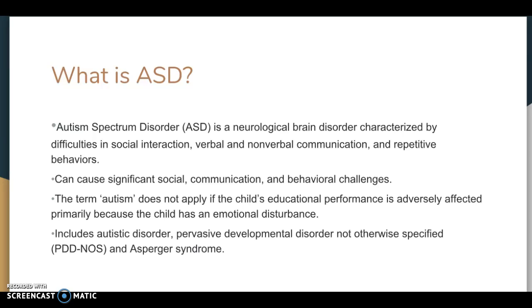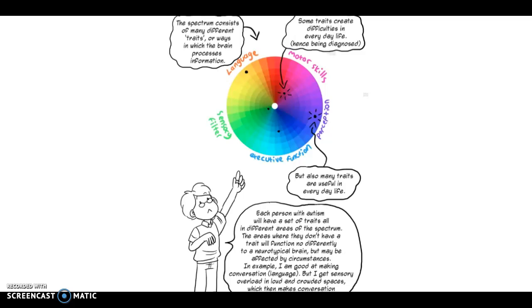And so ASD includes autistic disorder, pervasive developmental disorder not otherwise specified, and Asperger's syndrome. These now all fall under the umbrella of autism spectrum disorder. They used to be diagnosed as their own disorders. But as we'll see here, autism is not linear. I got this graphic from Dr. Walker here at BYU, and basically it shows how it is a spectrum.